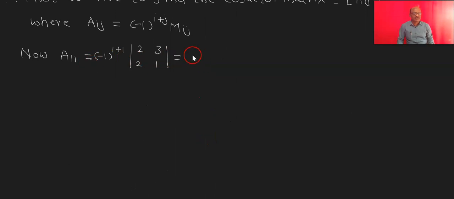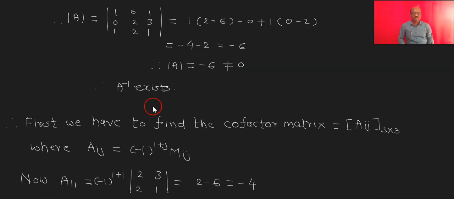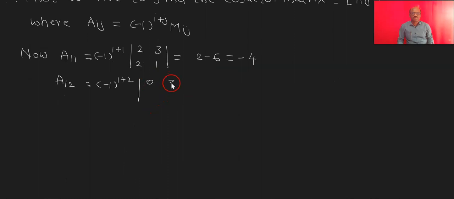Therefore, the sign is plus and the determinant is 2 minus 6, that is minus 4. Next, A12, again minus 1 raised to 1 plus 2. Then delete the corresponding element in the column and the row. We get 0 3 1 1. That is equal to minus, evaluate this, 0 minus 3, that is equal to 3.